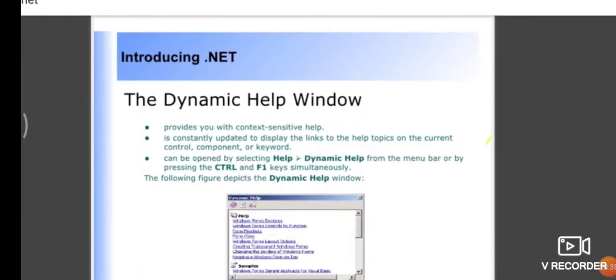Then here comes the Dynamic Help window. The Dynamic Help window provides you the context sensitive help. Like if you are executing a kind of project but you are having any issues over there, then you can switch to this window and you can seek help related to every component you are using.